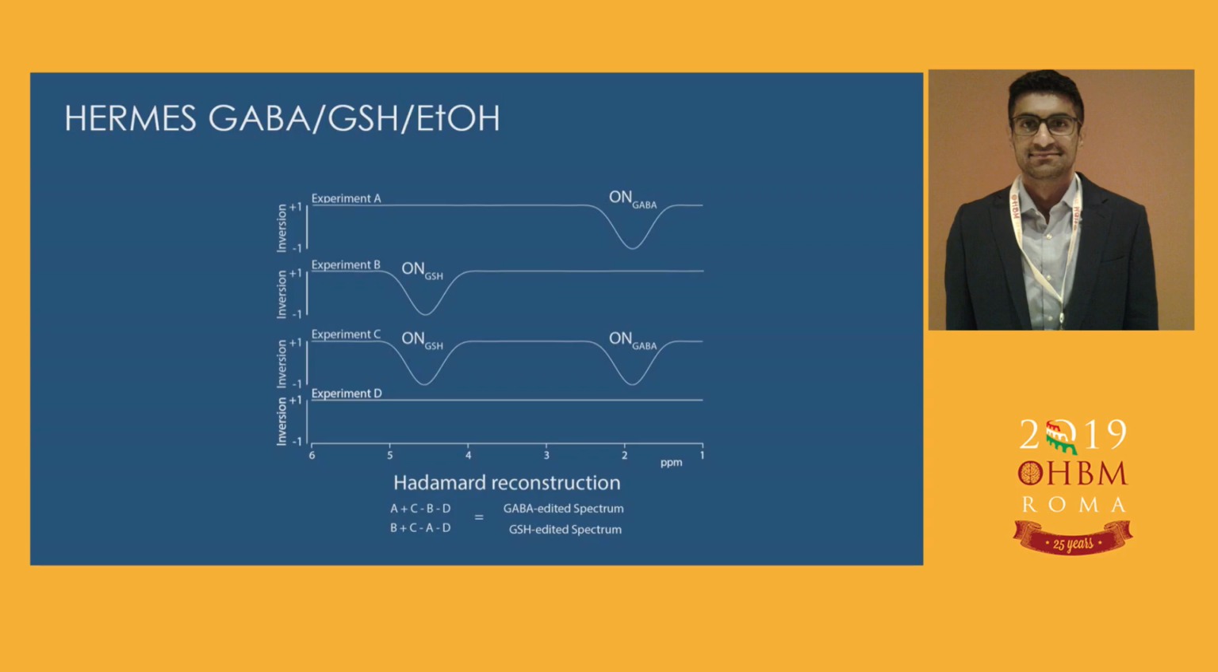All right. So coming back to our HERMES editing. We know that we can use HERMES for GABA and glutathione editing. Can we acquire more? We had 2 metabolites first, GABA and glutathione, and you can see here that you can use single lobe in experiments A and B for GABA and glutathione. However, you can replace that with dual lobe editing pulses. Now, instead of performing just GABA and glutathione editing, you can perform GABA, glutathione, and ethanol editing. And then Hadamard reconstruction involving A plus B minus C minus D gives you the ethanol edited spectrum, along with your GABA and glutathione edited spectra.